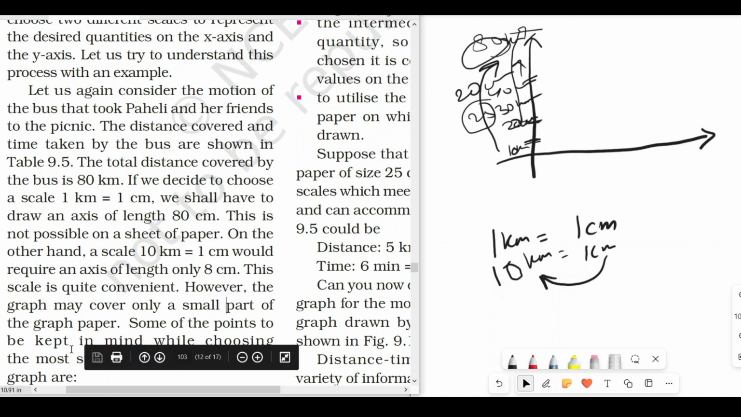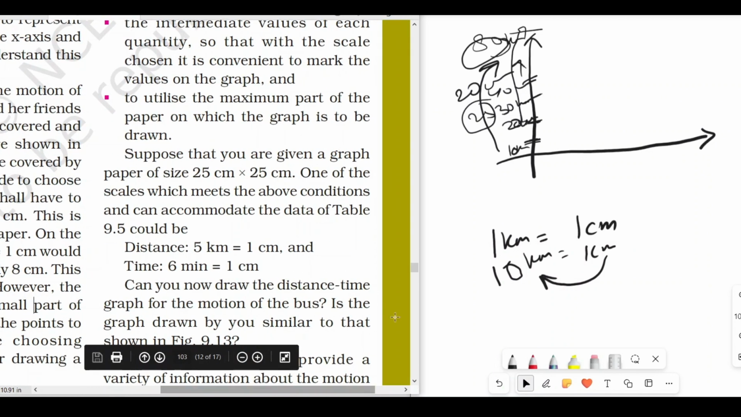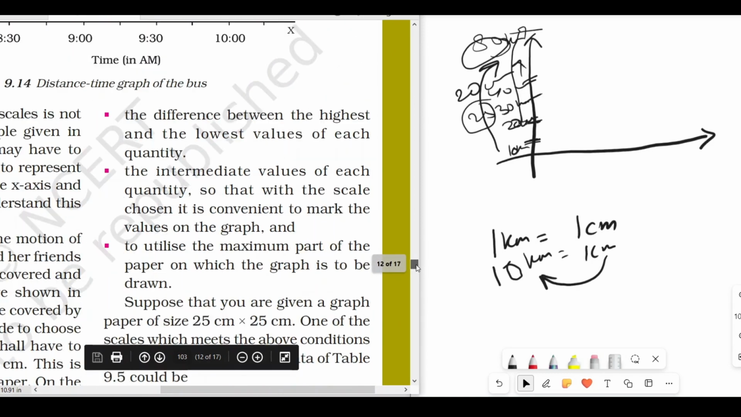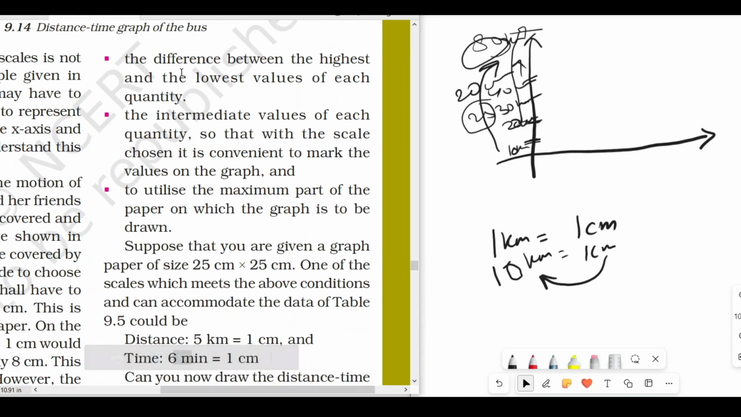Some of the points to be kept in mind while choosing the most suitable scale for drawing a graph are, so what points should you keep in mind while choosing a scale? First point, the difference between the highest and the lowest values of each quantity. For example, here the highest value was 80 kilometers and the lowest value was 0 kilometers, because we started from 0 kilometers. So you should keep in mind the highest and the lowest values.